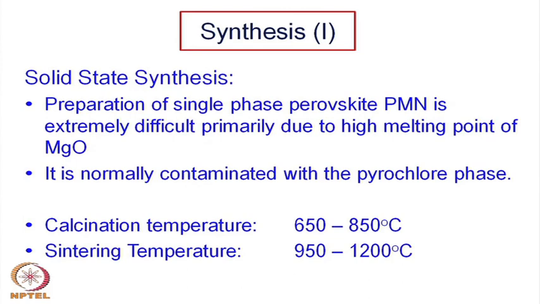The calcination temperature of this compound is nearly 650 to 800 degrees centigrade, whereas the sintering temperature is around 950 to 1200, depending on the particular compound used to make these relaxor ferroelectrics. This temperature, as you can see, is relatively low compared to barium titanate. So the sintering as well as the calcination temperatures are both relatively low. They are relatively low melting compounds compared to barium titanate.